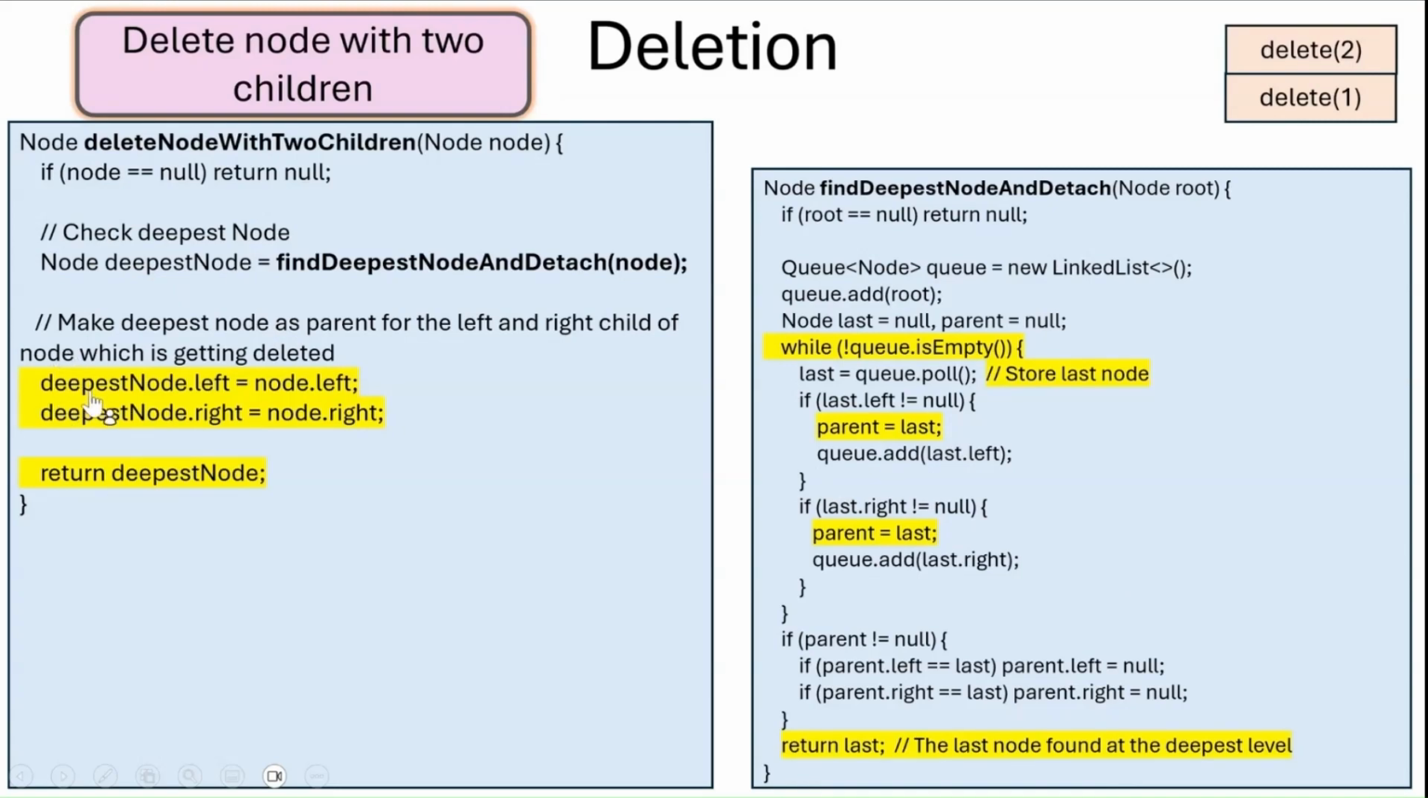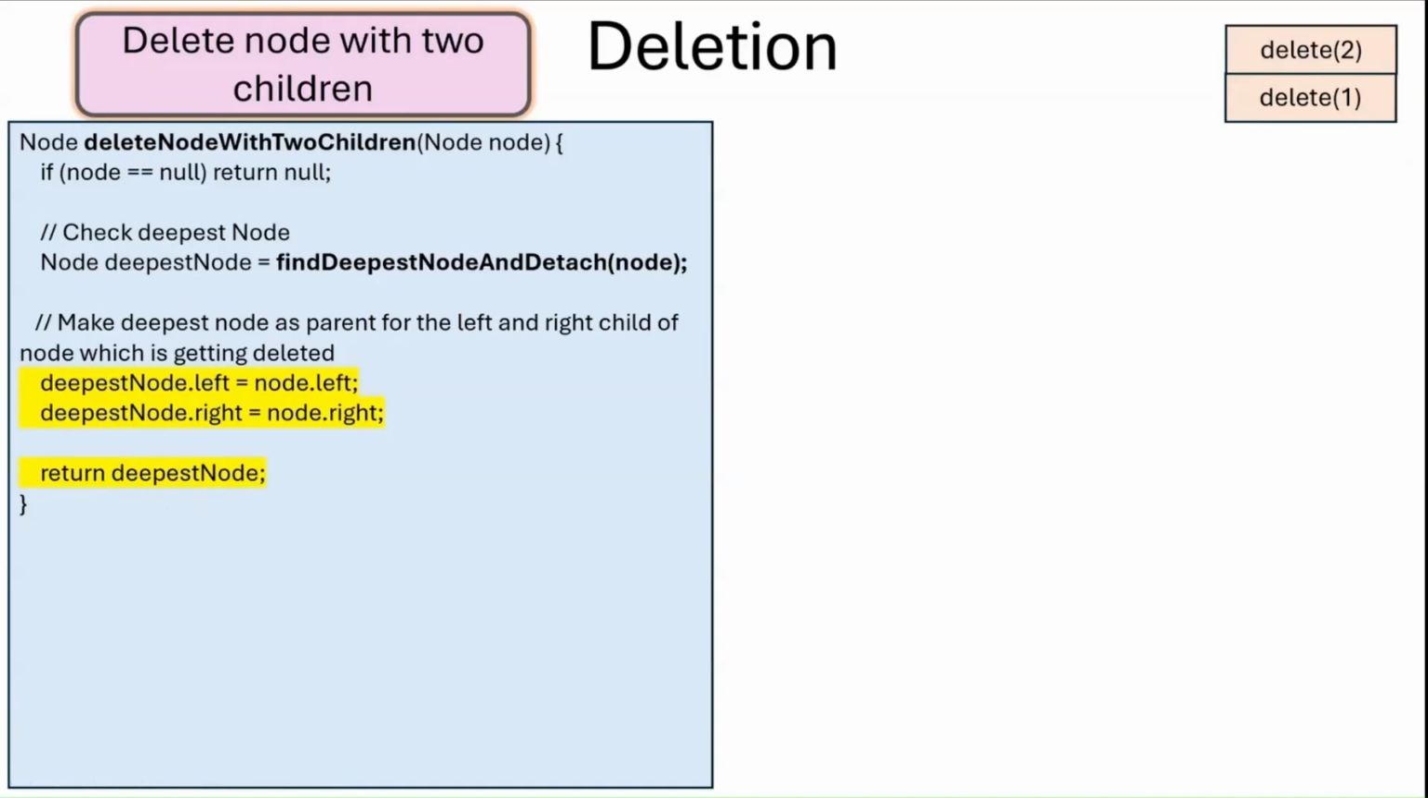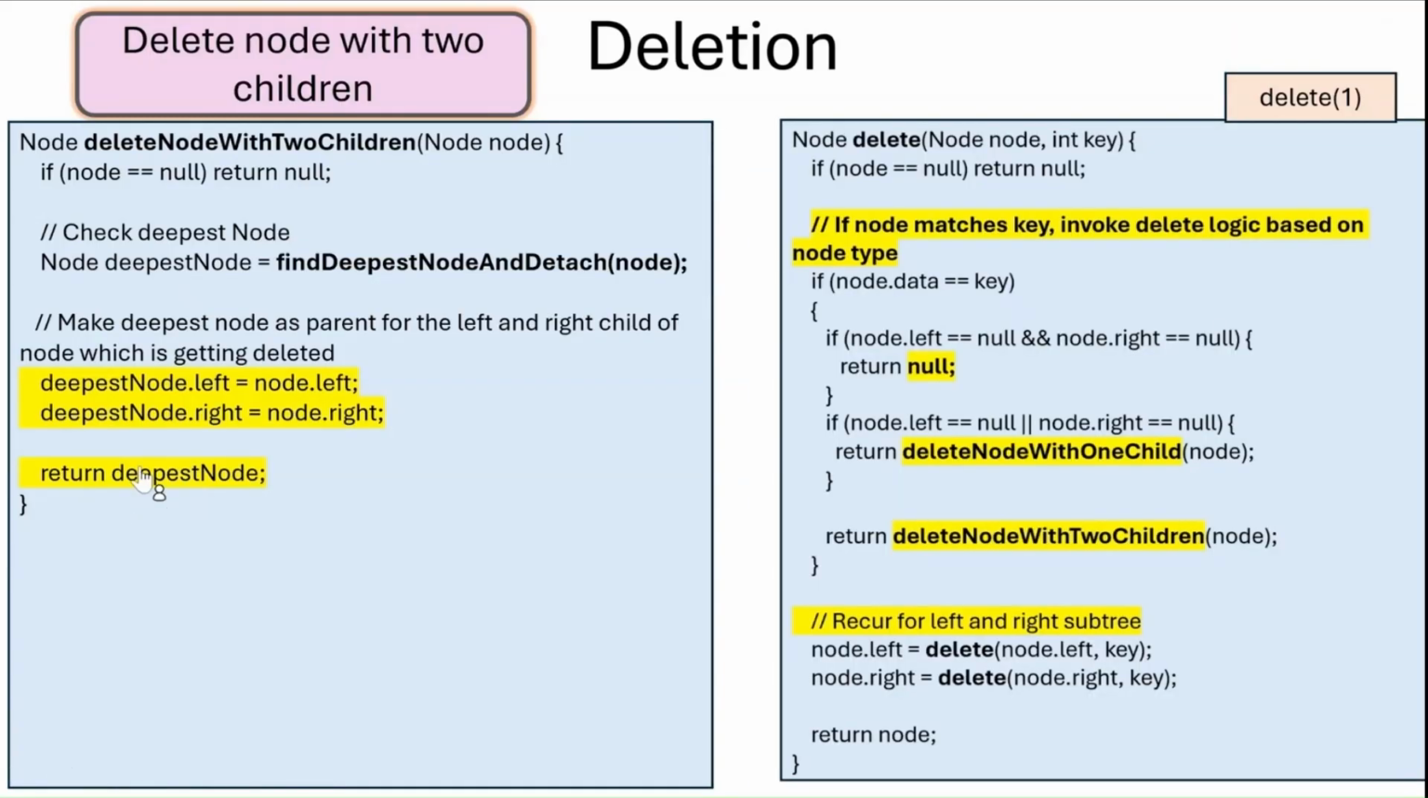Now for the deepest node, the left and right is nothing but the left and right of the node which we are deleting. So the left and right child of node 2 will now be the left and right child of the deepest node, which is node 5. And we return the deepest node, which is node 5. Now you can see that this delete node with 2 children method will return the deepest node, which is node 5.